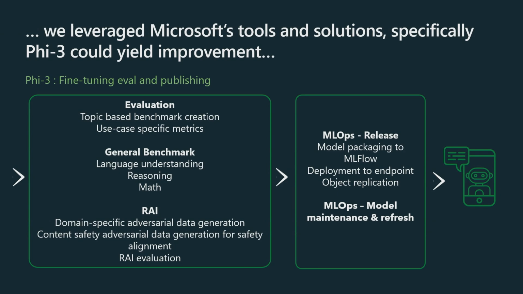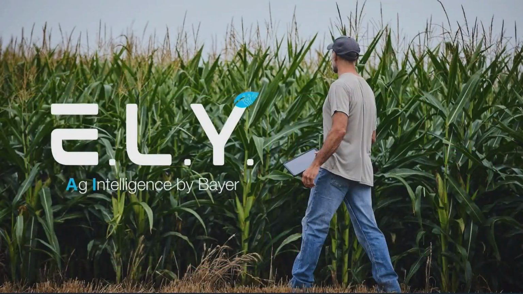From an evaluation standpoint, we created a topic-based benchmark and use case-specific metrics assessing general language, reasoning, and math. In crop protection, you need to do a lot of unit conversions. You have to do some math for application rates, and so these are all really important in terms of the model capabilities. And then our commitment to responsible AI, we employed advanced methods to ensure our AI systems are ethical, fair, and safe. And so I'm going to show you a demo here of the SLM in action.